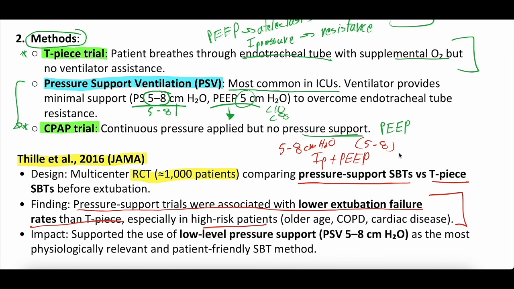Then the pressure support trial, where you have some inspiratory pressure and some PEEP still there to maintain recruitment, get over that endotracheal tube resistance. So from this trial, it supported the use of pressure support trials rather than T-piece trials as the most physiologically relevant, patient-friendly SBT method, which is why not many people do T-piece trials anymore.